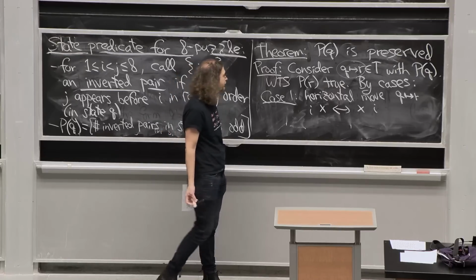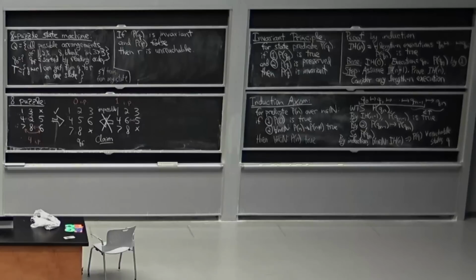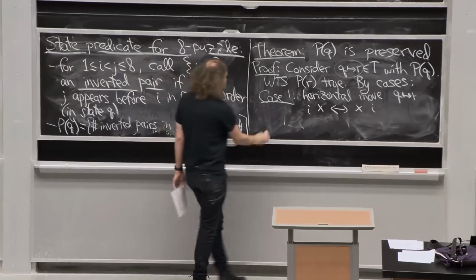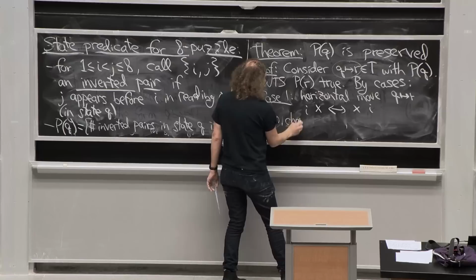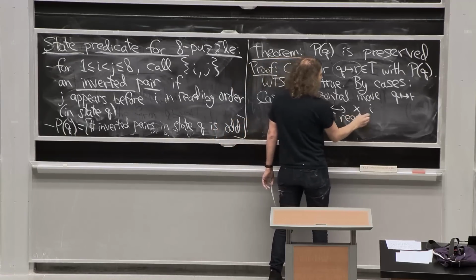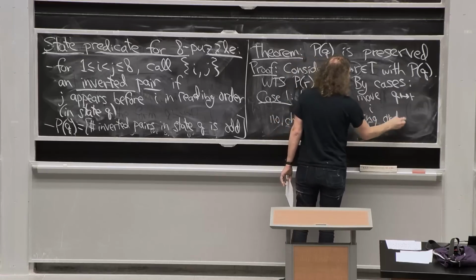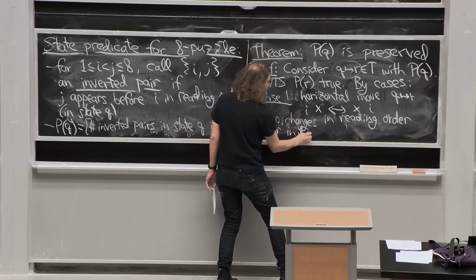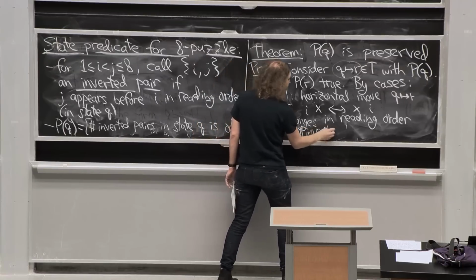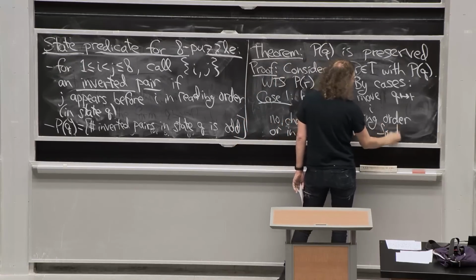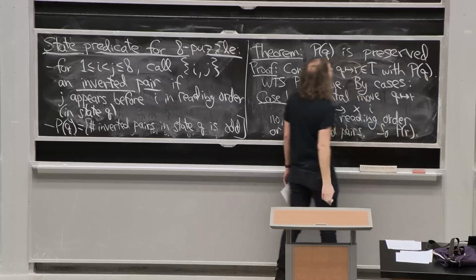Nothing. Nothing changes, right? The reading order is the same. When we're talking about reading order, we're only talking about the numbers. We don't care about the x. So no changes in reading order, or in the number of inverted pairs, because that's only dependent on reading order. So we have P of R. Case one is easy.